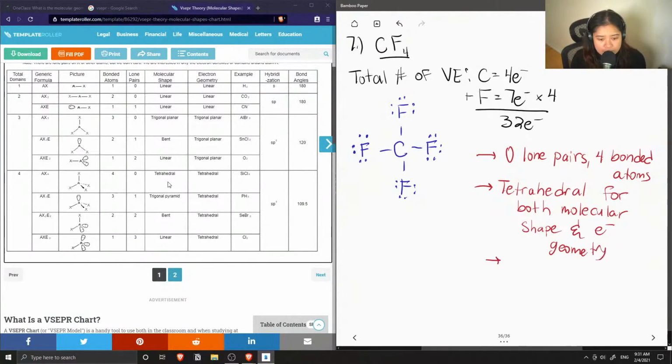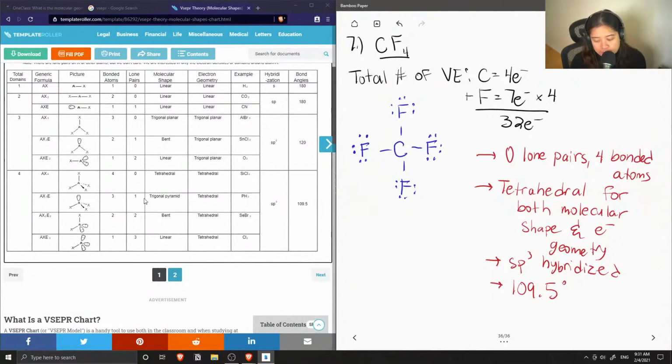We can also see that the carbon is sp3 hybridized and that the bond angles between the groups are around 109.5 degrees.